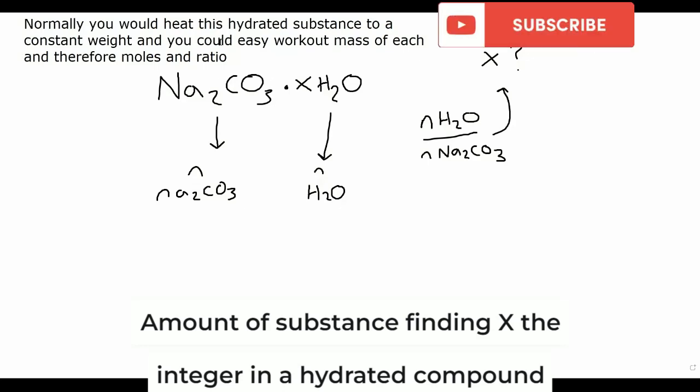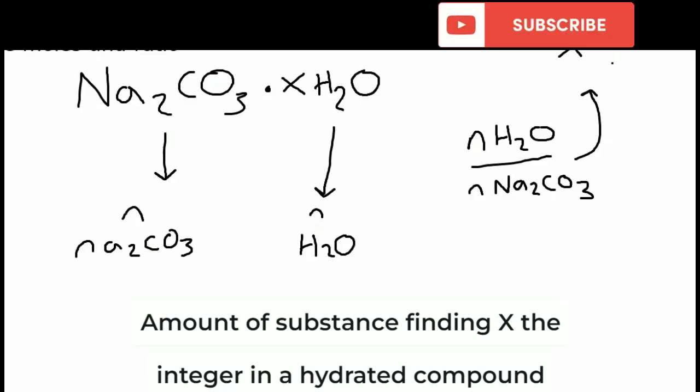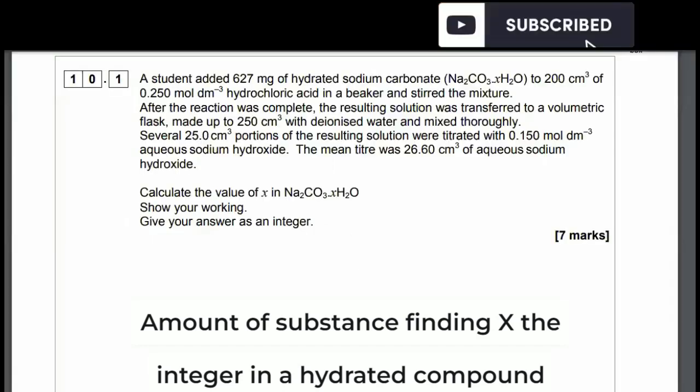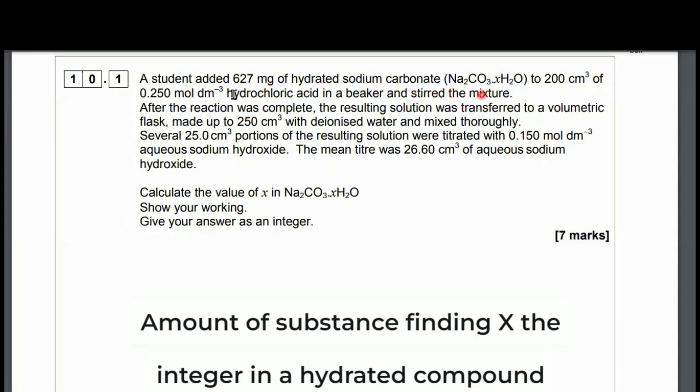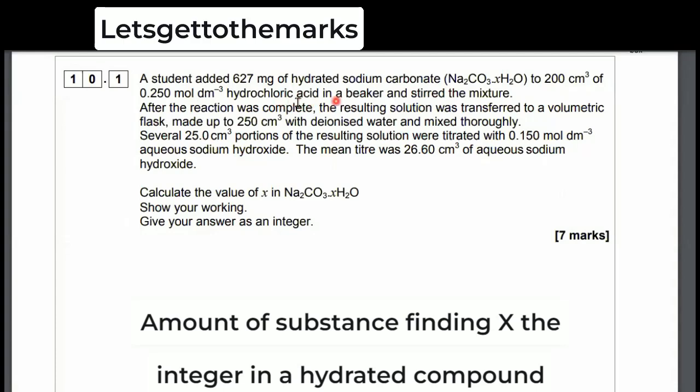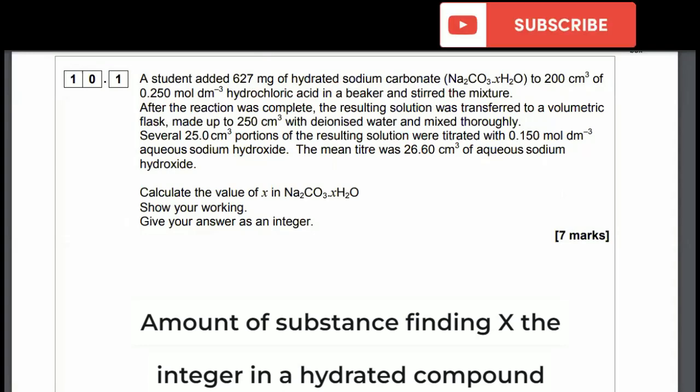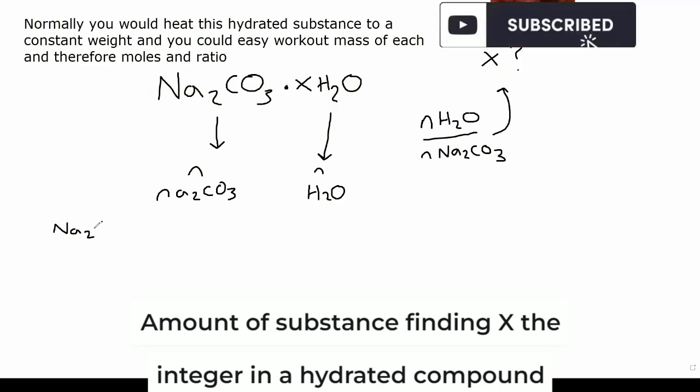Instead of evaporating the water, they said, well, we have a carbonate, let's react it with an acid. So the carbonate was reacted with an acid, and the acid in question is hydrochloric acid. All we need to do is recall from GCSE that acid plus carbonate makes carbon dioxide, water, and a salt. Then we need to write that equation out and work out the ratio between the carbonate and the acid.